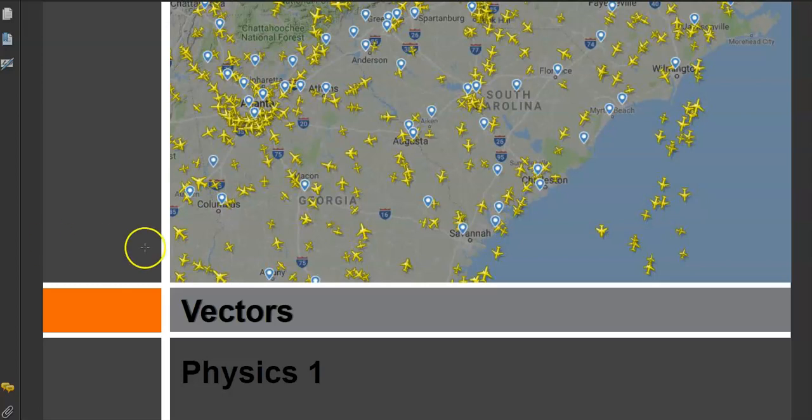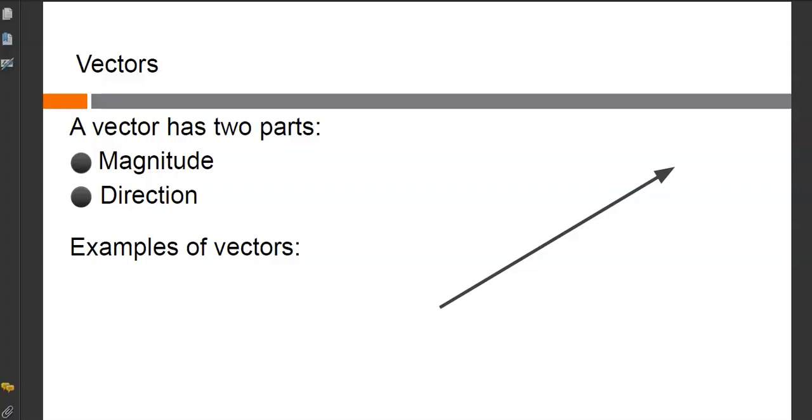Hey, let's talk vectors. A vector is a real simple idea that we use a whole lot in physics. It has to do with any quantity that has a magnitude and a direction. Magnitude is a fancy word for number, and direction, of course, it points in some direction. So if you're going down the highway 70 miles an hour north, the 70 miles an hour would be the magnitude, and the north would be the direction. You'd have both parts, therefore that would be a vector. When we think about vectors, it always has those two parts, the magnitude and the direction.